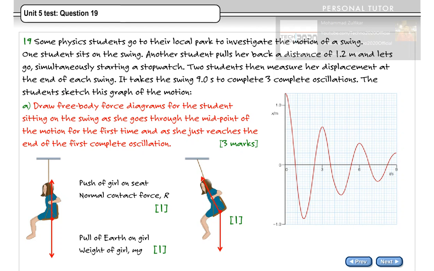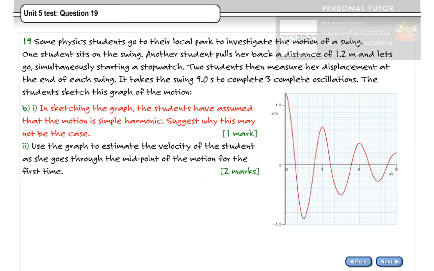Let's resolve the normal contact force into vertical and horizontal components. The vertical component, R cos theta, is equal and opposite to the weight, mg, leaving a resultant force of R sin theta acting towards the centre of the motion. In the first part of Part B, the most likely reasons for the motion not being simple harmonic are that the swing is initially making oscillations with a fairly large angle, and that the motion is quite heavily damped.